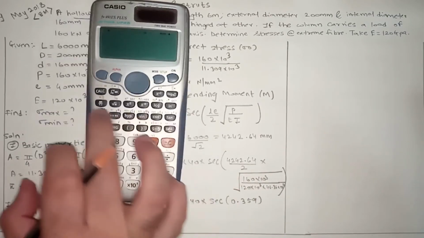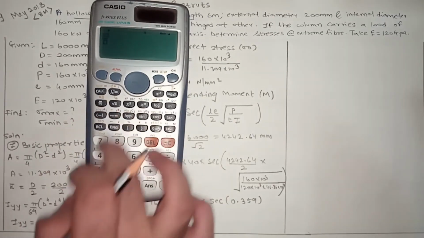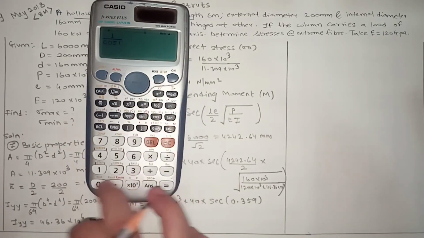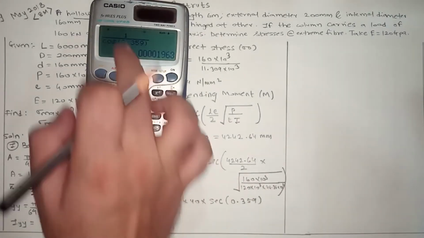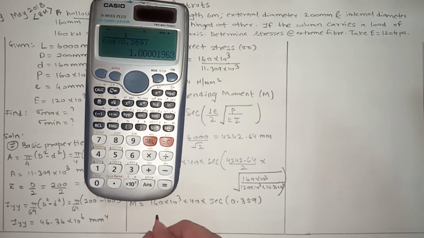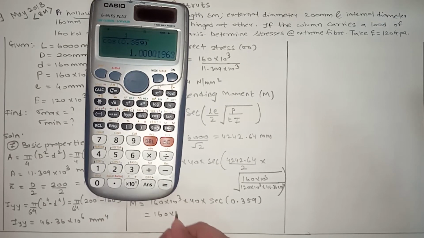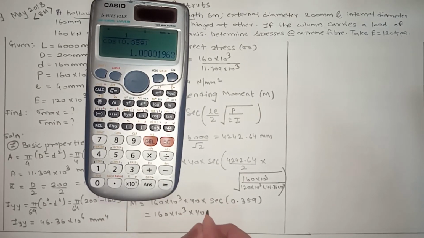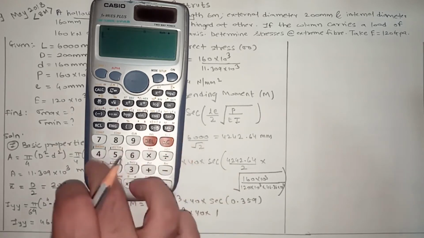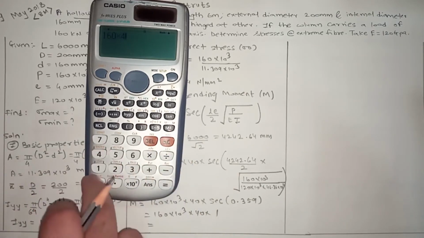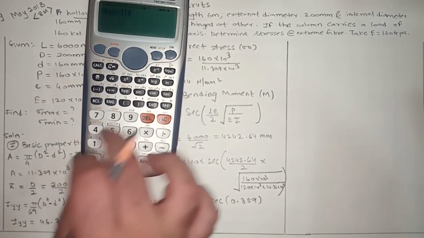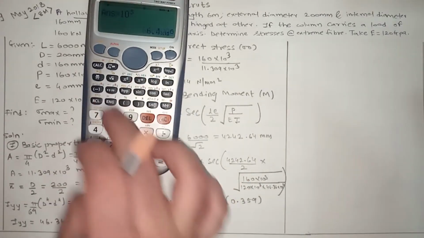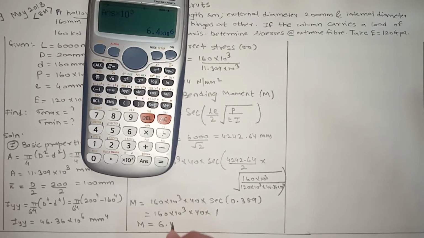So we need to find sec of 0.359. For that we will find 1 upon cos of 0.359. So the answer for this is 1. So the answer for M is 6.4 into 10 raised to 6 Newton mm.